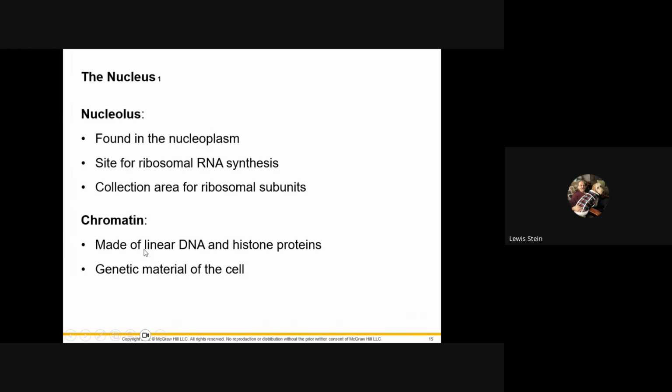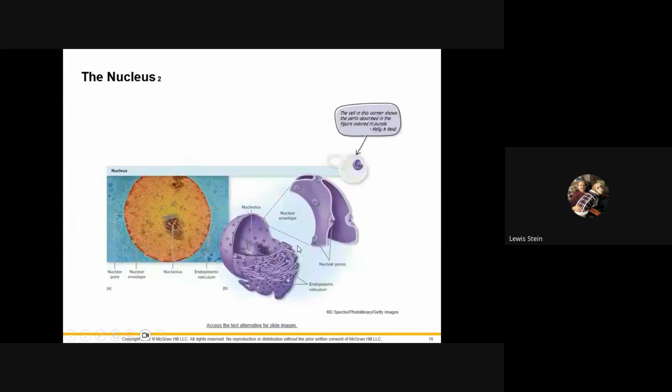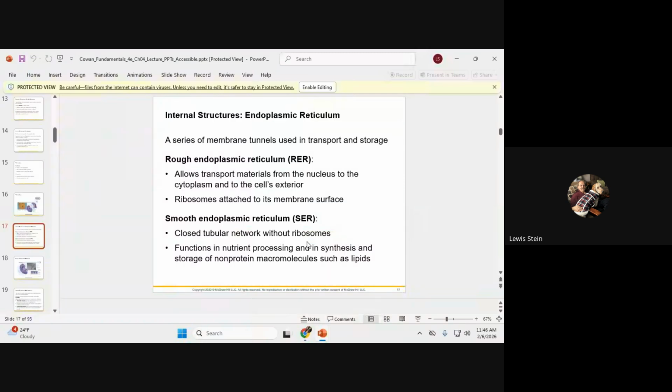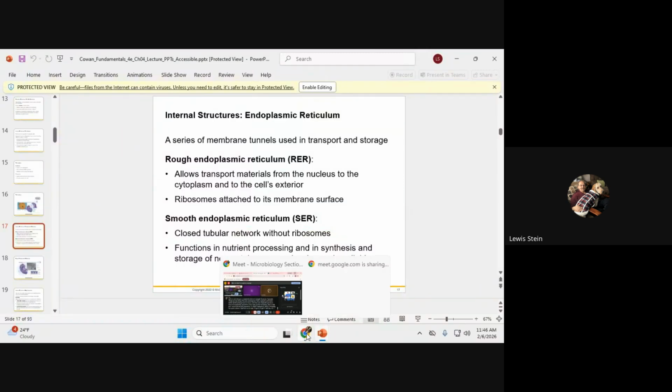And chromatin, remember, is strands, and we can't see it. Then chromosomes are when it gets away from those histone proteins. And we'll stop here. I can't do rough and smooth endoplasmic reticulum right now.